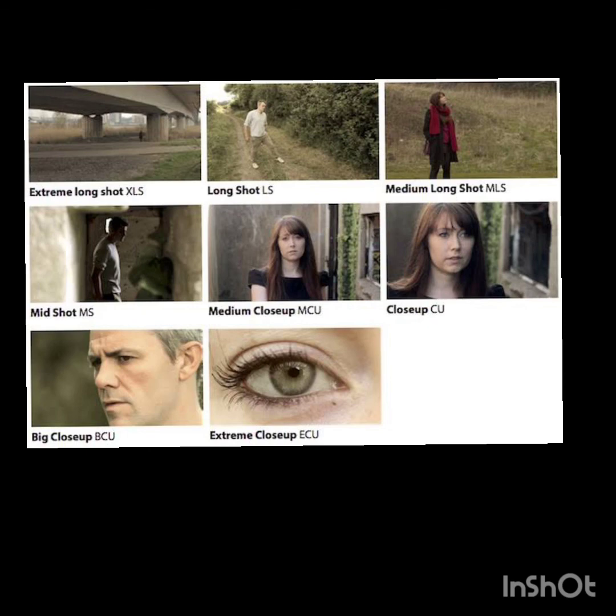So in short, these are the five different types of shots mentioned in your textbook. Now moving on to camera movement. The rest we will see in another video.